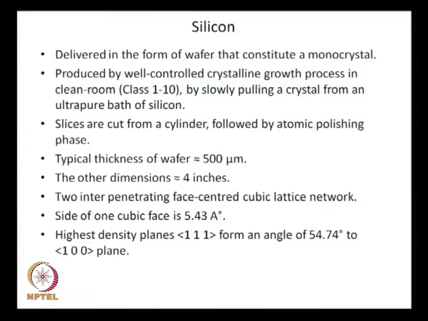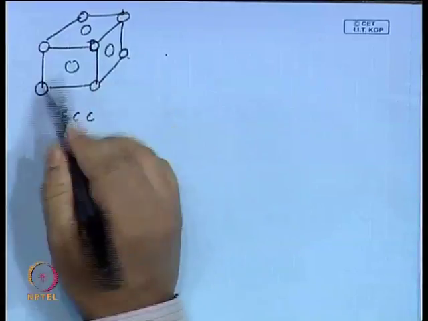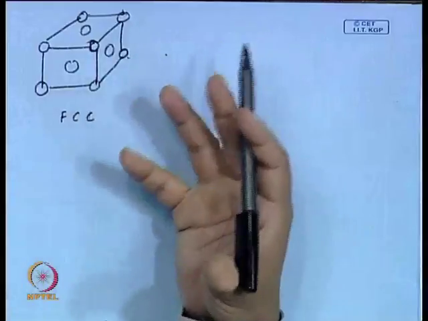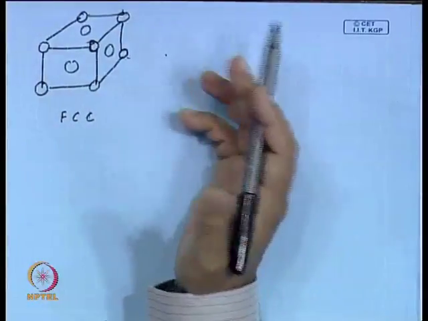And then you cut it into slices. Slices are cut from a cylinder, followed by an atomic polishing phase. So, you get this silicon from a well controlled crystalline growth process and then cut slices, and that one slice we refer to as a silicon wafer. So, this is a single monocrystal of silicon. You expect that this face centered cubic lattice structure extends to infinity. That means there would be one, then another one on top, then another one at the right side bottom. It extends everywhere, and the wafer that you get has this crystalline arrangement.